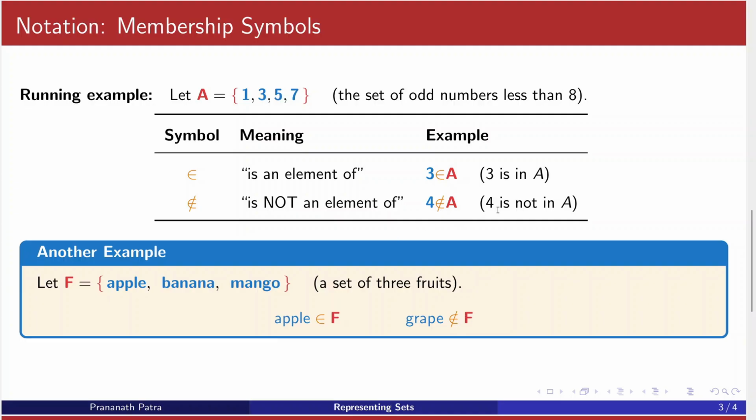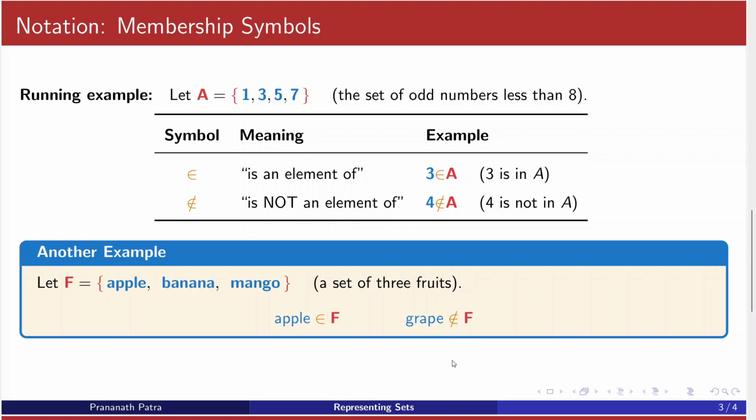Let us look at another quick example, this time using words instead of numbers. Let's create a set called capital F, which contains exactly 3 fruits: an apple, a banana, and a mango. Because the apple is in the set, we can write apple, then the element of symbol, and then capital F. Apple is an element of F. However, a grape is not in our set, so we write grape, the crossed out symbol, and capital F. Grape is not an element of F.